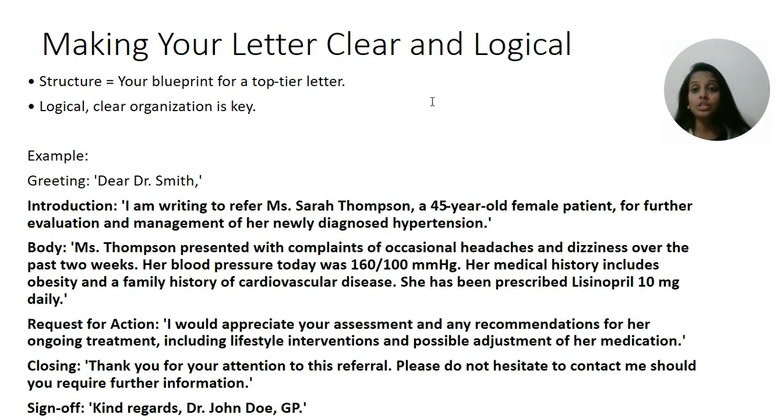Then the body. So now this is the part where you shine. Try to provide all the necessary details like the symptoms, test results, history, and medications. Example: Ms. Thompson presented with complaints of occasional headaches and dizziness over the past 2 weeks. Her blood pressure today was 160 by 100 mmHg. Her medical history includes obesity and a family history of cardiovascular disease. She has been prescribed lisinopril 10 mg daily.